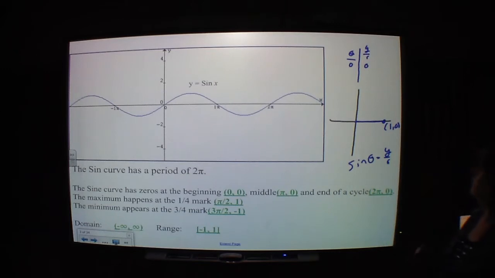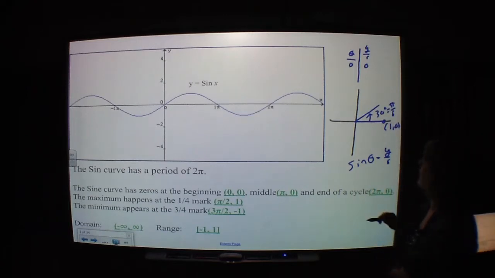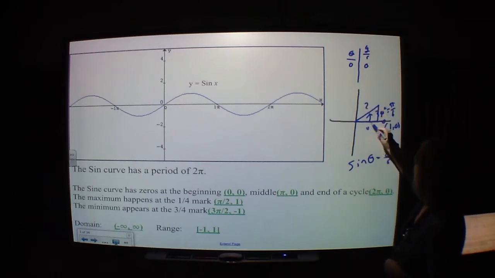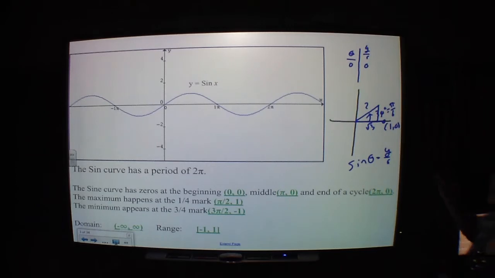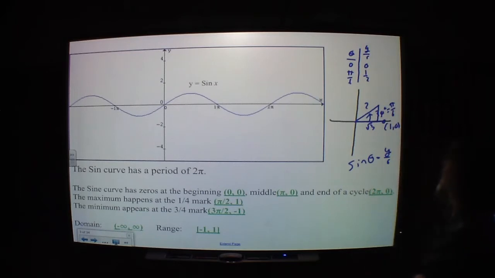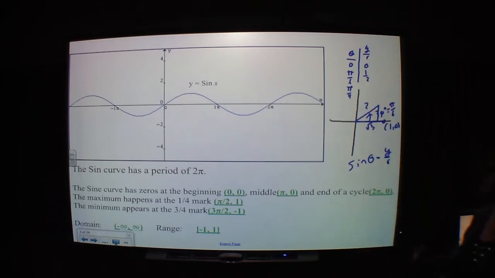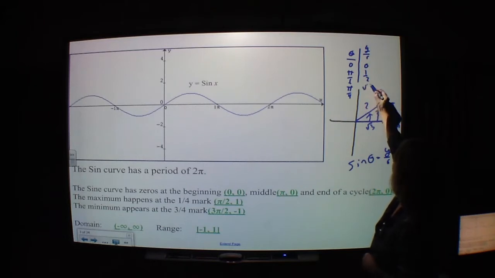Okay? When I'm at, let's say, 30 degrees, or pi over 6 radians, remember that triangle is a 1, 2, radical 3 triangle. So there, the sine at 30 degrees, or at pi over 6, is 1/2. At pi over 4, the triangle is 1, 1, radical 2. So it's 1 over radical 2, or radical 2 over 2.